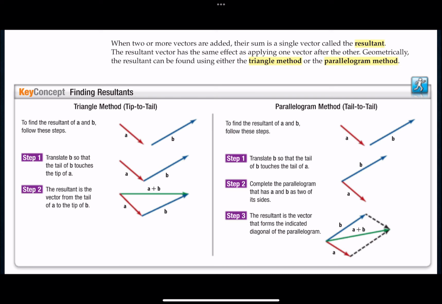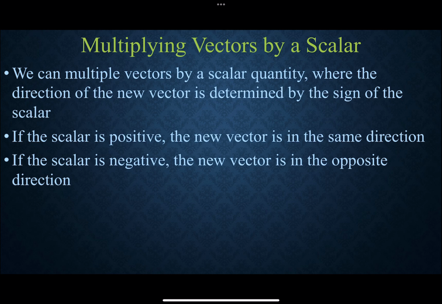Either you do tip to tail, so you draw one vector, then you draw the next vector, and then you connect them, kind of like the hypotenuse, and that's the resultant. Or they both put their tails together, create the parallelogram, and then the diagonal is the resultant. Either one is the same thing really, just different ways to create it.